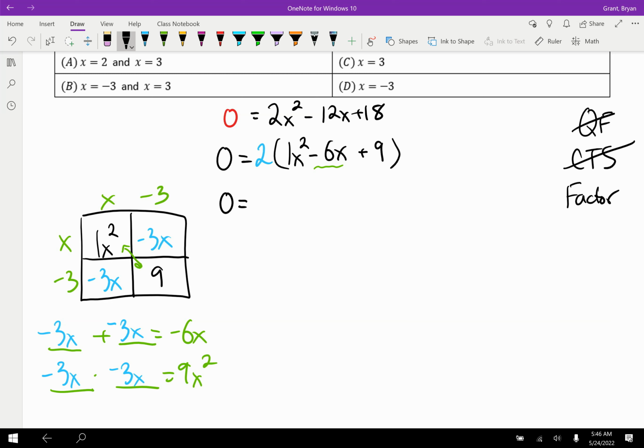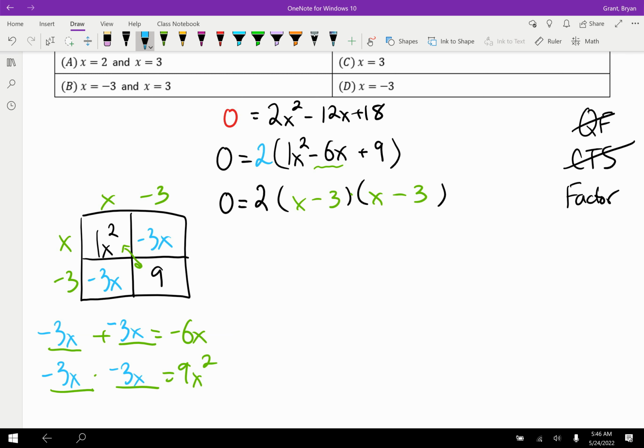So what have we done? Well, we still have the 2 here, and now we've been able to write this into factored form. X minus 3 times x minus 3. Once we're in factored form, we have multiple factors multiplying to equal 0. We can just use our zero product property.